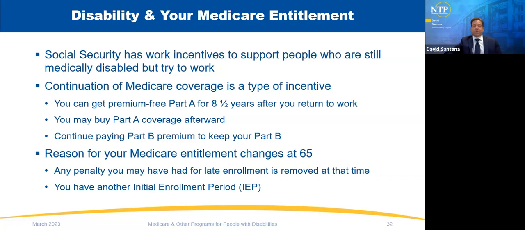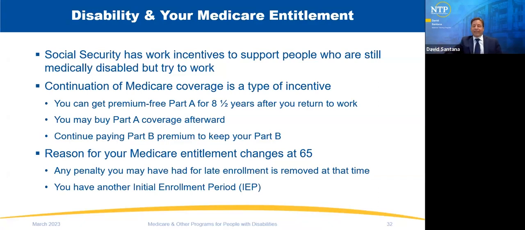If they purchase Part A, they could also purchase Medicare Part B. They cannot have Part B only. So after the Part A premium-free terminates, they can purchase Part A, and along with Part A, you can have Part B, but you cannot just have Part B under the working disabled provisions. Now, when that individual turns 65, the reason for Medicare entitlement changes from disabled to age. At that point, that individual will have a brand new initial enrollment period. So that's another opportunity they have.